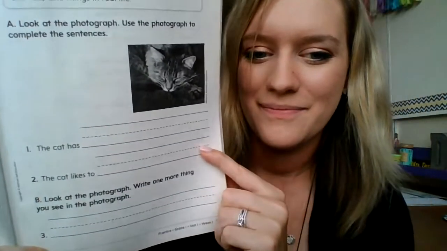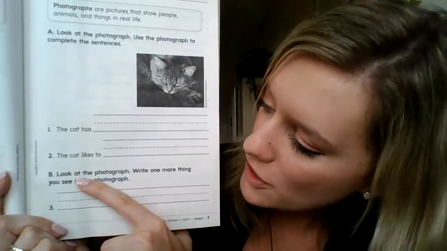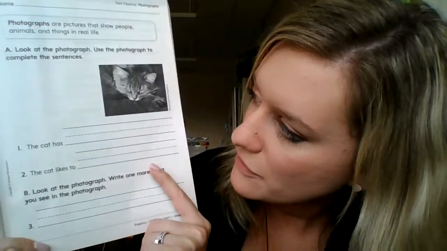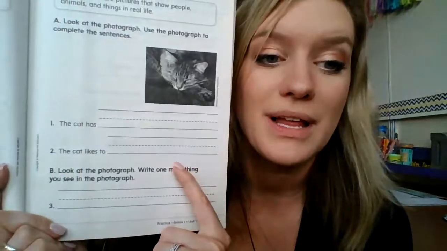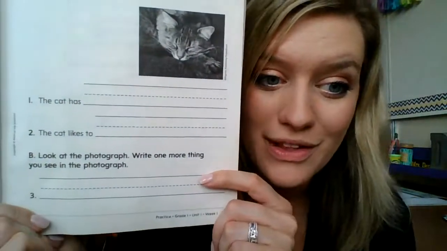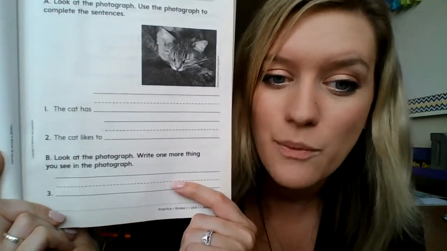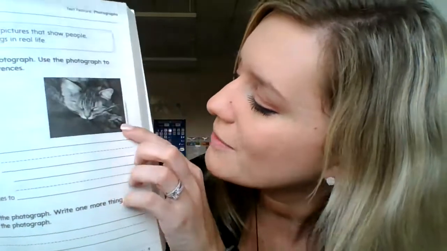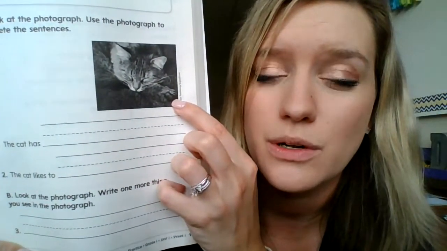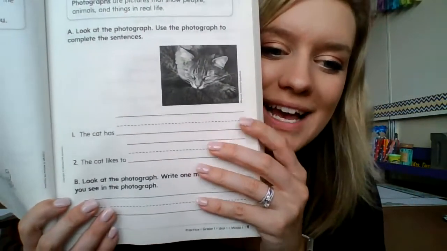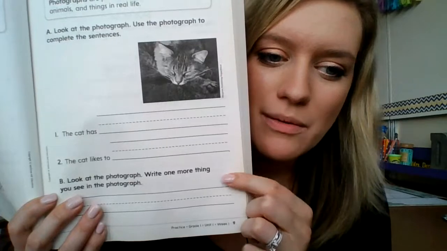Okay, got that done? All right, the last part says, look at the photograph. Write one more thing you see in the photograph. So we talked about multiple ideas for the cat has what? We said the cat has whiskers, the cat has stripes, the cat has a cute nose, the cat has a cute bed. We only chose one of those. So look at the photograph. Write one more thing you see in the photograph. So is there anything else that you see? Maybe you see right in this little corner that he has a really cute little paw. Maybe that's what you want to include. Okay, so at the very bottom, look at the photograph and write one more thing you see.